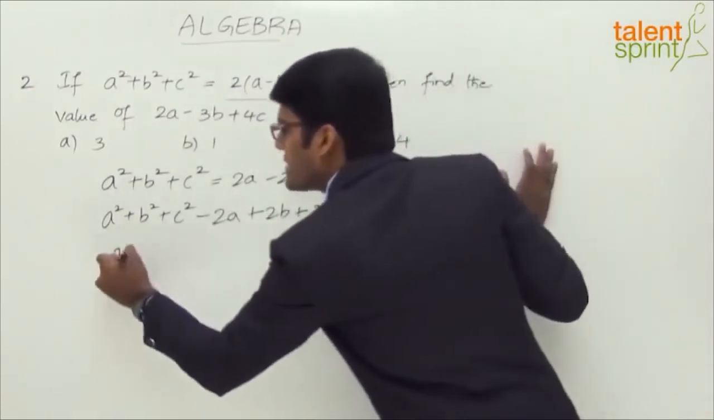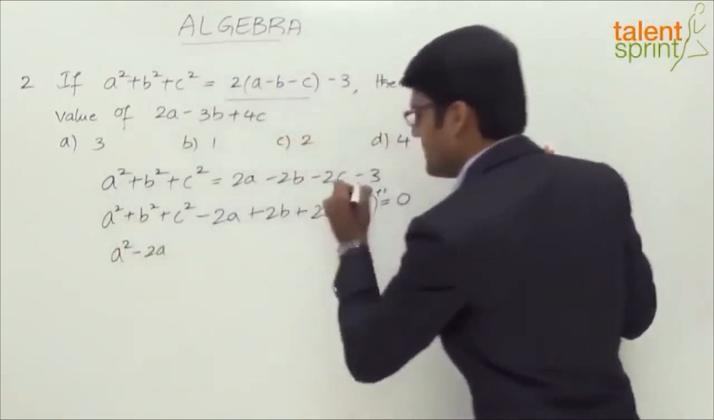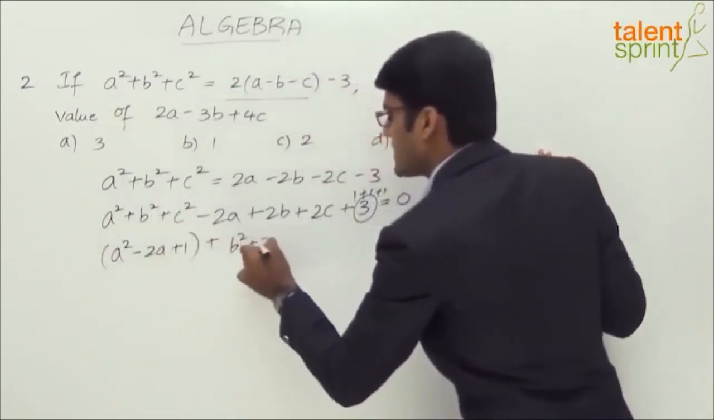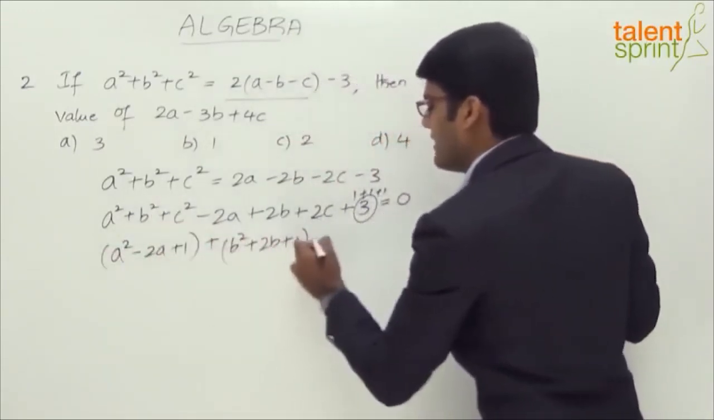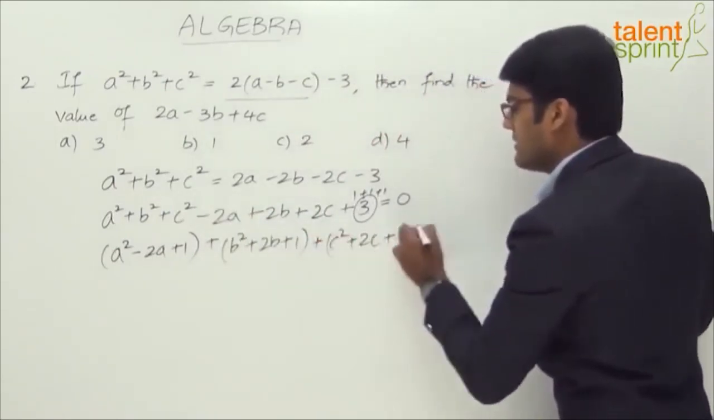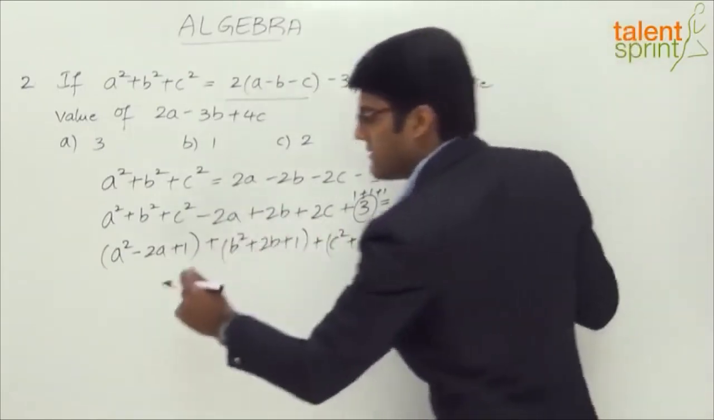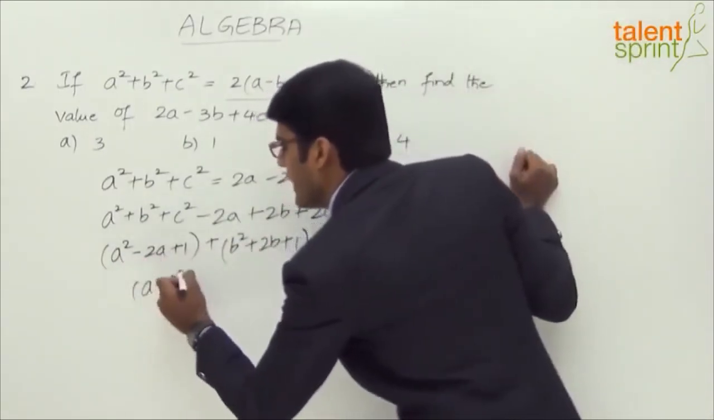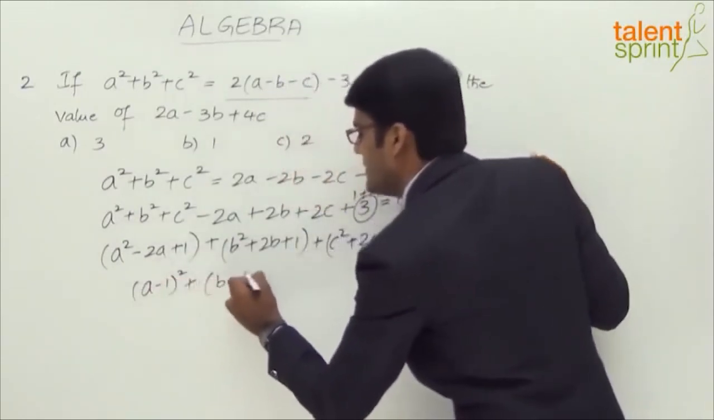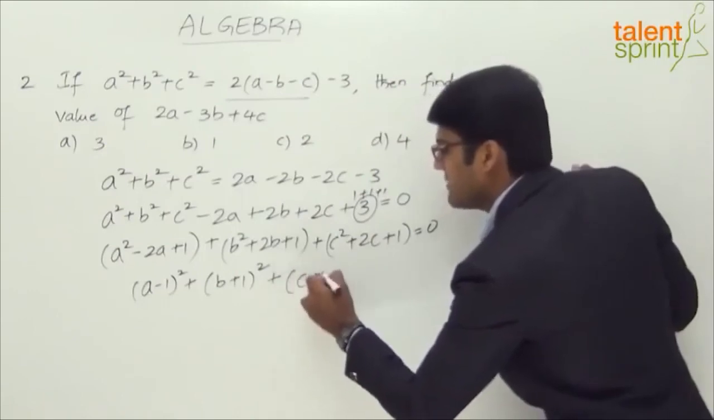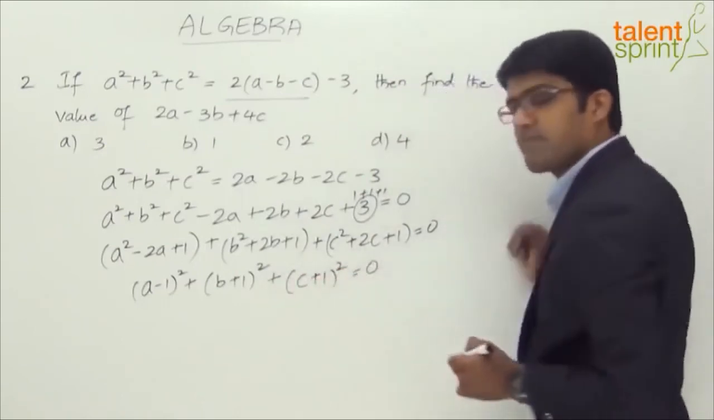So what do we get? a squared minus 2a, I'm taking plus 1, plus b squared plus 2b plus 1, right? And finally c squared plus 2c plus 1 equals 0. Now let's write in the simpler form. a squared minus 2a plus 1 can be taken as a minus 1 whole squared, plus this can be taken as b plus 1 whole squared, right? Plus the last part here can be expressed as c plus 1 the whole squared equals 0.